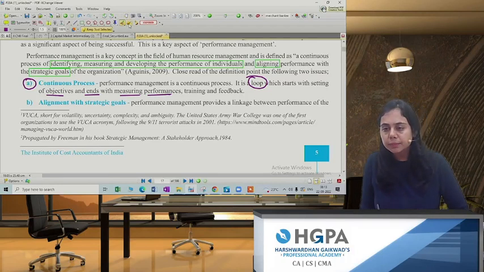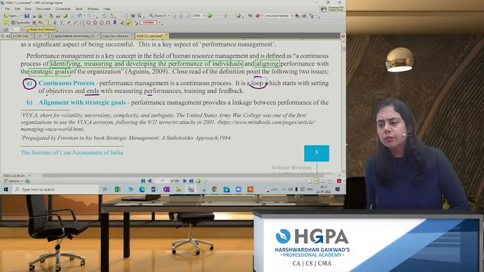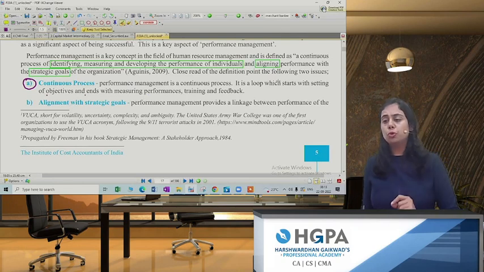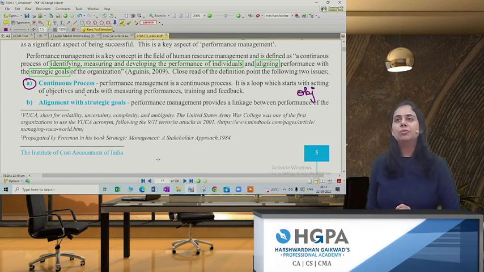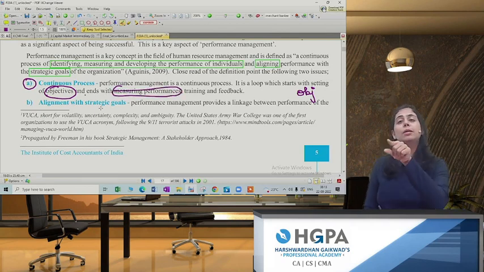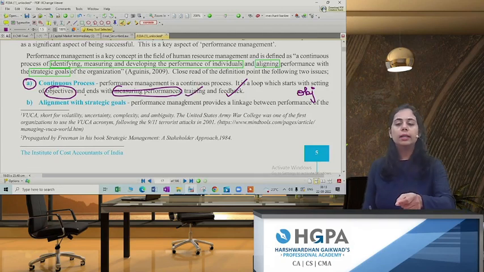Let's look into these words. First of all, the first thing we're supposed to do in performance management is set objectives. The moment we set an objective, that in 3 months we have to achieve it, the company will work on it. After 3 months, we are going to measure our performance. And while measuring performance, if there is a deviation, if the performance is not satisfactory, we will be giving training and feedback accordingly.